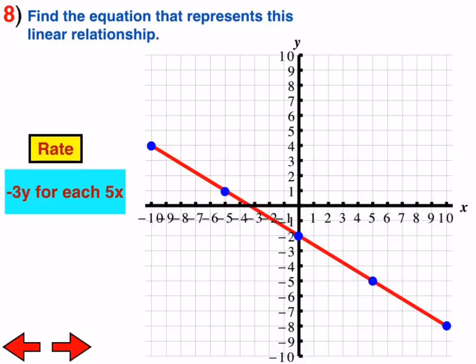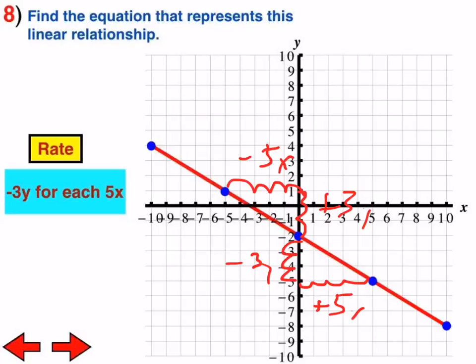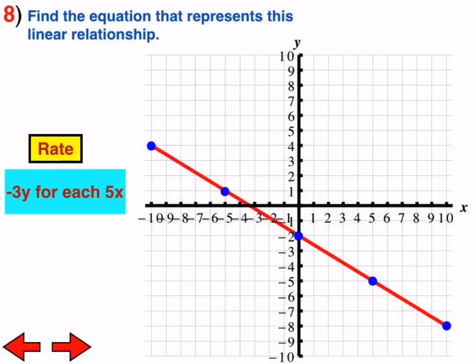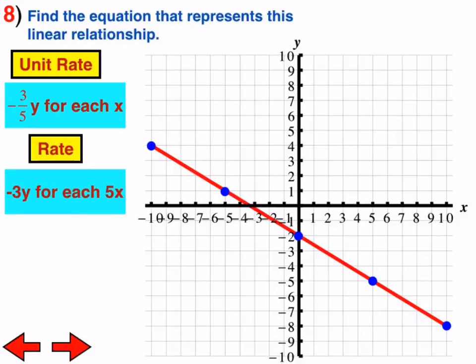Now the rate is -3y for each 5x. Because wherever you want to start, like here, I'm going to go 3 in the negative y direction and 5 in the positive x direction. If you went this direction, you'd be rising +3y and then going -5 in the x direction. But remember, -3/5 is the same thing as 3 over -5, regardless of that. And that leads us to a unit rate of -3/5 y for each x, -3 divided by 5.